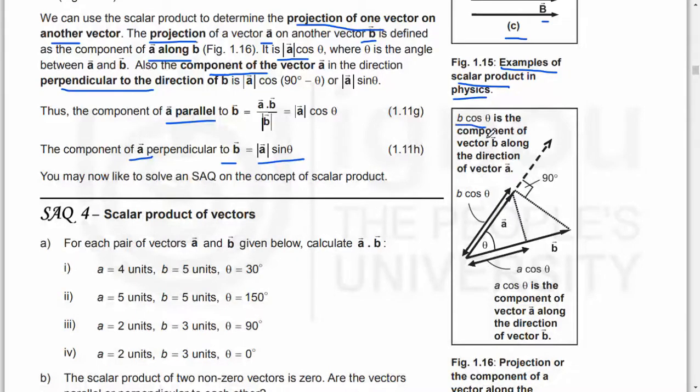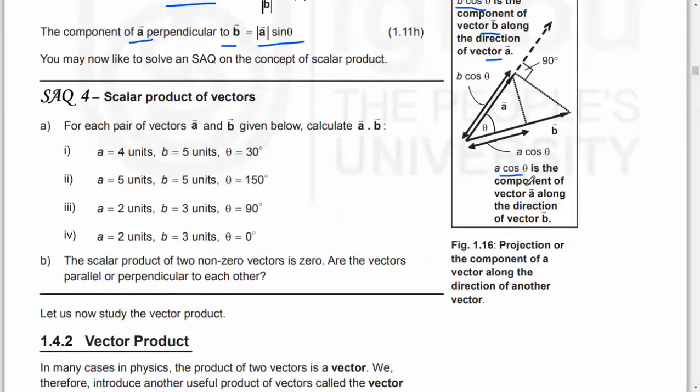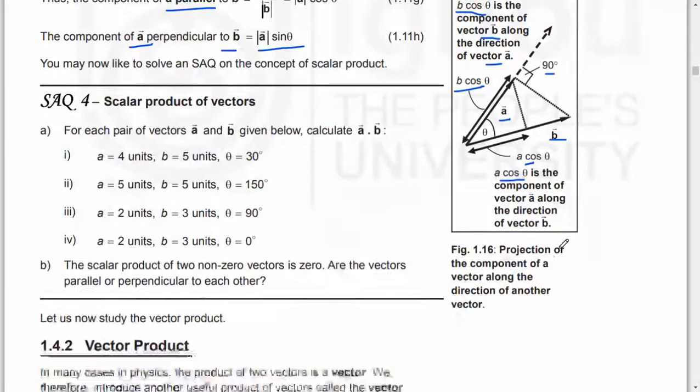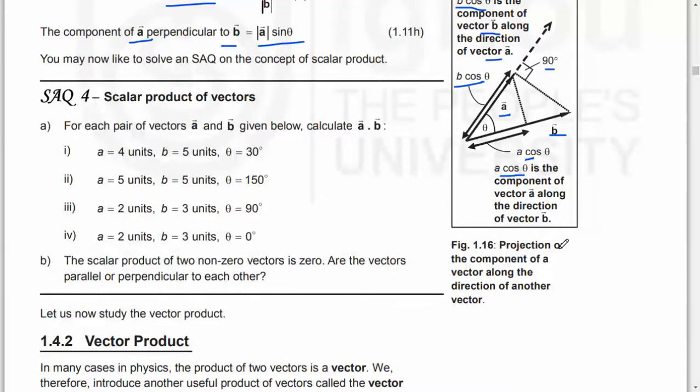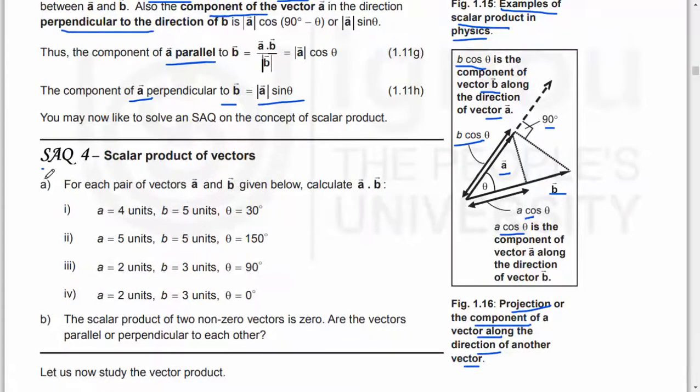B cos theta is the component of vector B along the direction of vector A. A cos theta is the component of vector A along the direction of vector B. This is the projection, or the component of the vector along the direction of another vector. FAQ 4, scalar products of vectors.